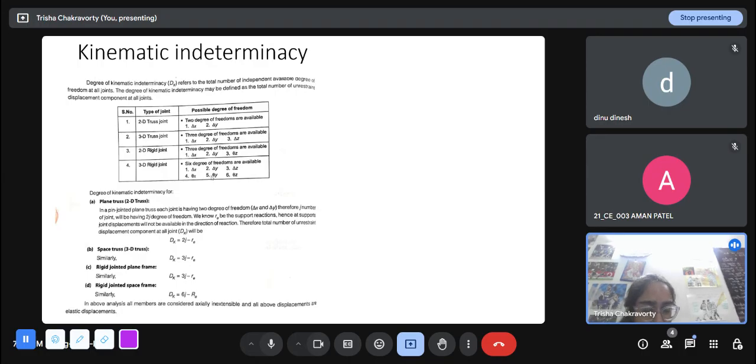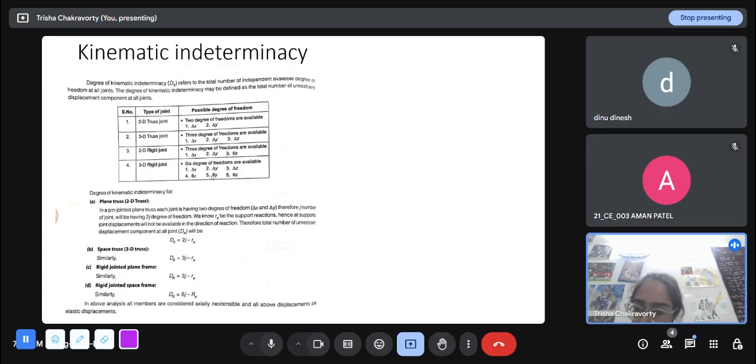So two degrees of freedom at each joint. But two reactions, like two displacements at my left end, and one displacement at my right end are restrained. So this will be 20 minus 3, that is 17. My degree of kinematic indeterminacy will be 17.